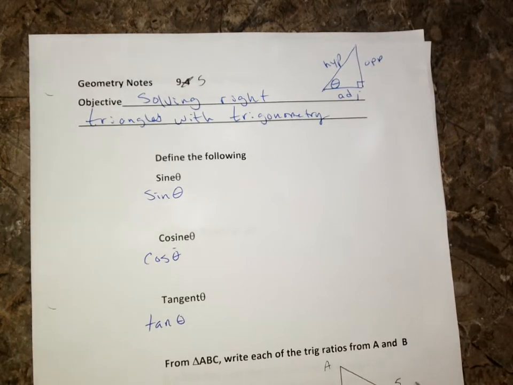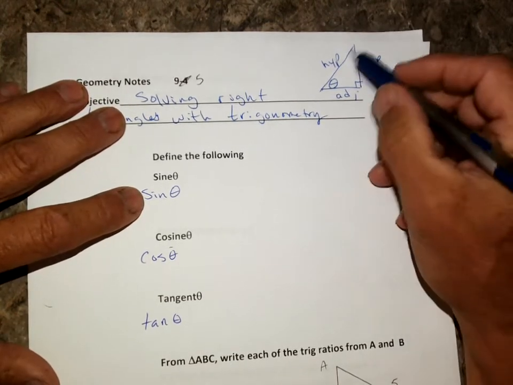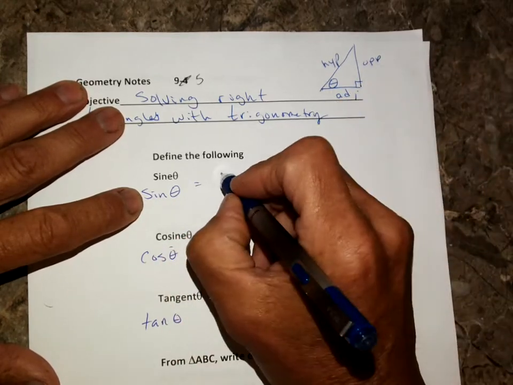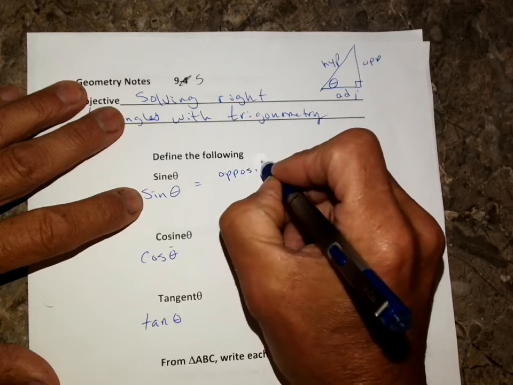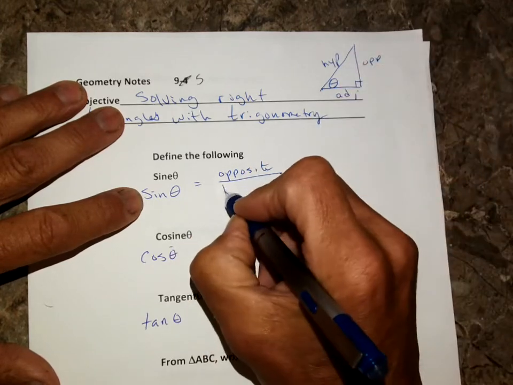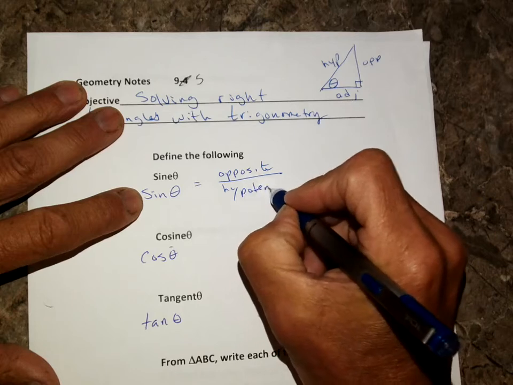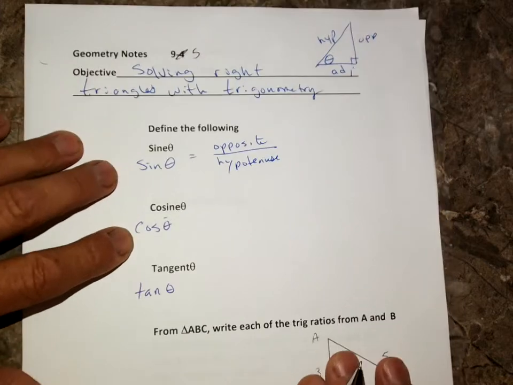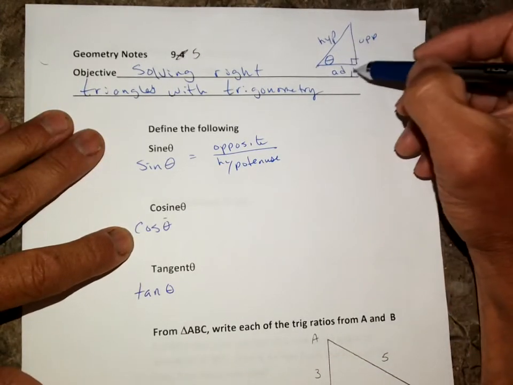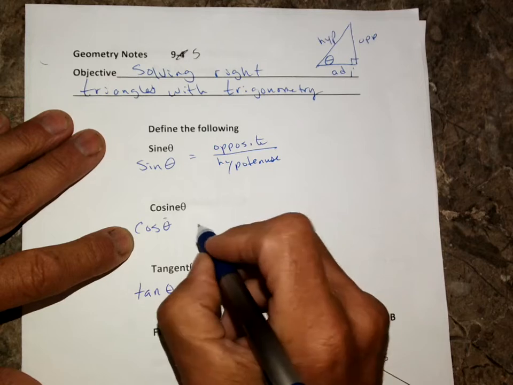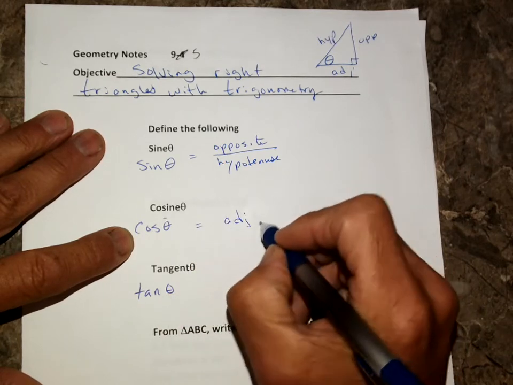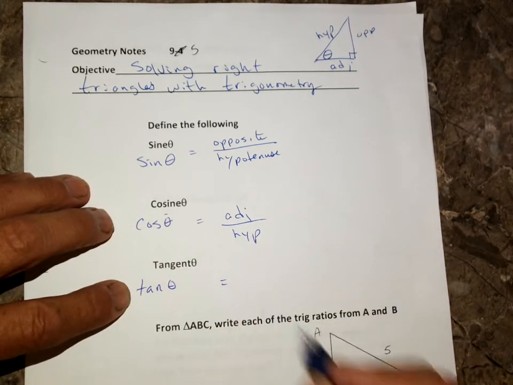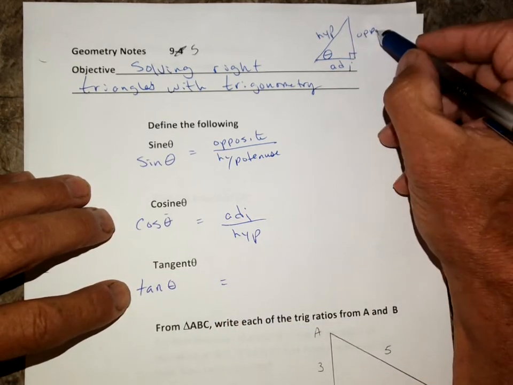So, what is sine? Sine is going to use the hypotenuse, but sine is the ratio of the opposite side over the hypotenuse. Easy. Cosine is the adjacent side over the hypotenuse. And we already know that tangent, we learned this from Friday, is the opposite over the adjacent.